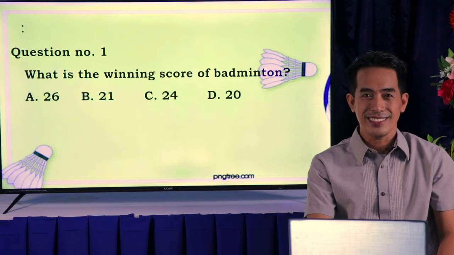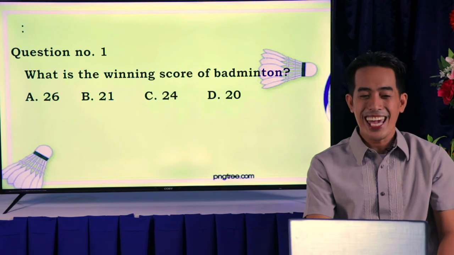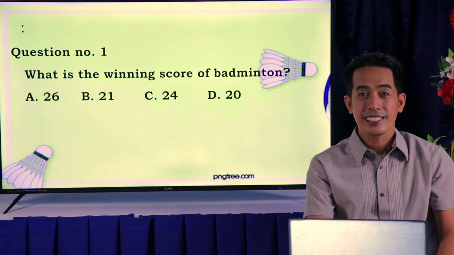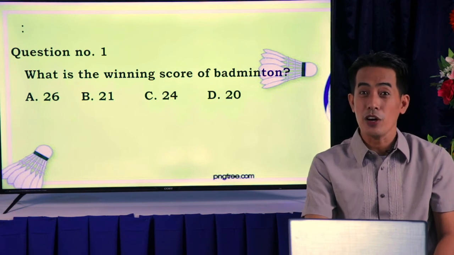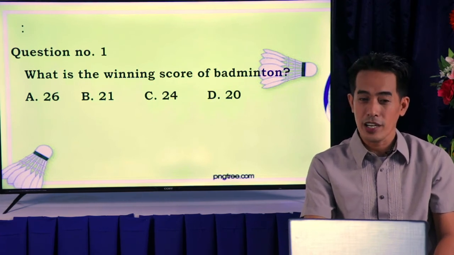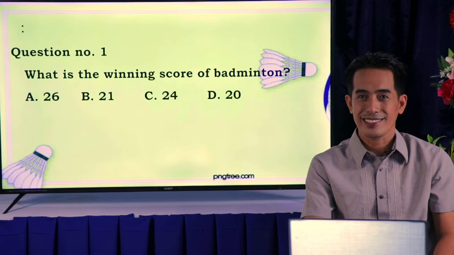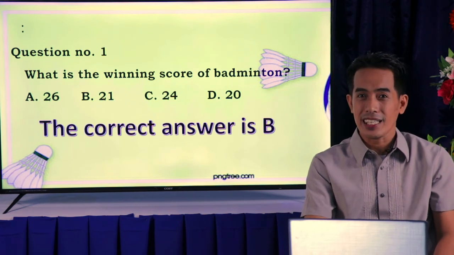Question number 1. What is the winning score of badminton? A. 26, B. 21, C. 24, or D. 20? The correct answer is B.